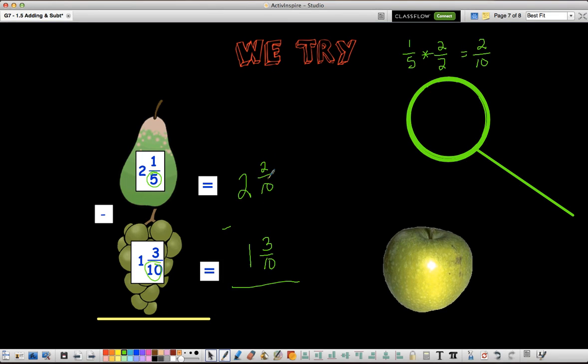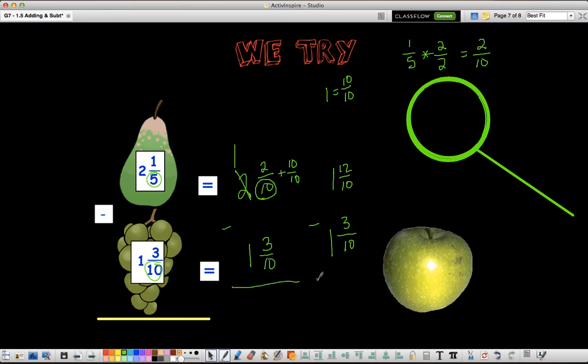So I have to do what we call regrouping. Regrouping means we're borrowing. So we're going to borrow one whole group, and I know that one whole group in this case is equal to, because it's 10 as a denominator, one whole group means that I would have to have 10 pieces out of 10. So I'm going to take that one that I borrowed, and I'm going to turn it into a fraction and add it to my other fraction. So I have 1 and 12/10.